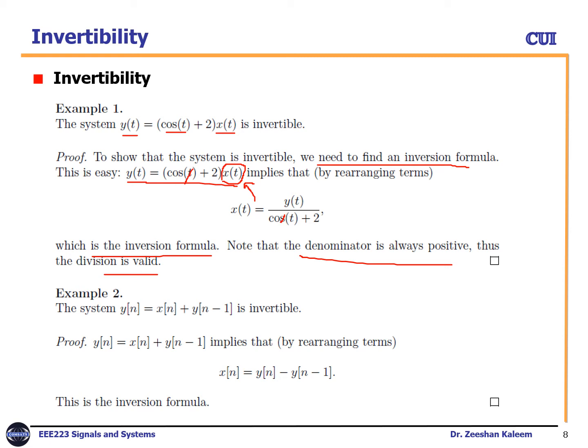The other example is to show that a discrete-time system is invertible. Similarly, for example, y[n] is the output and x[n] plus y[n minus 1] is the given signal. So y[n] equals this equation, right? We have to prove that it is invertible. By rearranging terms and taking out x[n], x[n] is equal to y[n] minus y[n minus 1]. If you put this value here, this one will cancel out, so you will get y[n]. So y[n] equals y[n]. So this is the inversion formula.